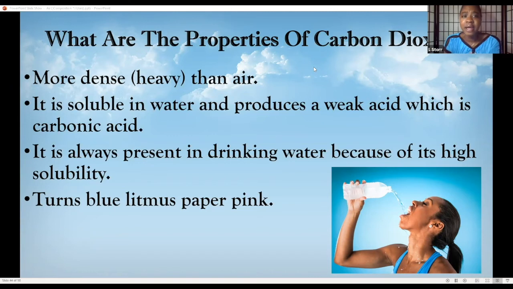For example, if you had blue litmus paper at home and you were to open a few bottles of different beverages in your home, you would notice that a certain beverage would change color because it has carbonic acid in it. And we're going to look at that in the next slide. So let me know when we're ready. Okay, I'll give you one more minute.